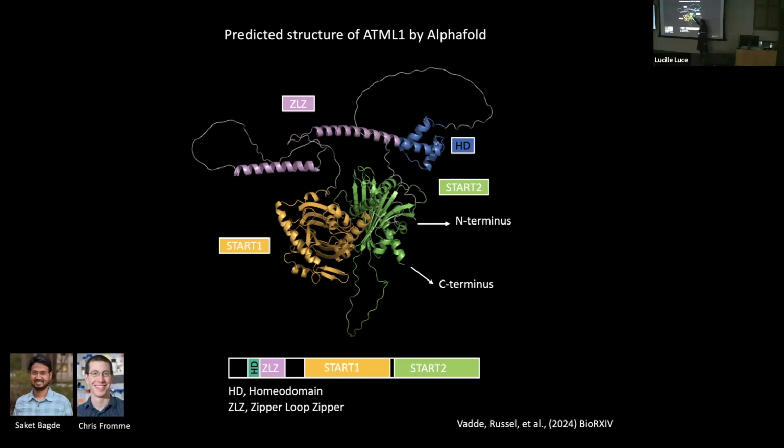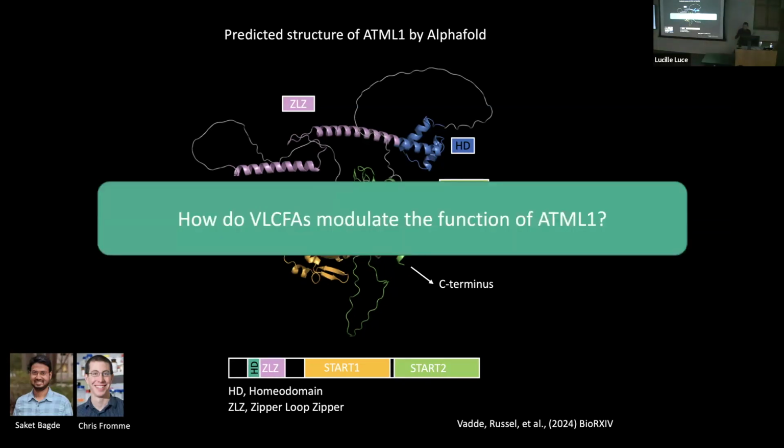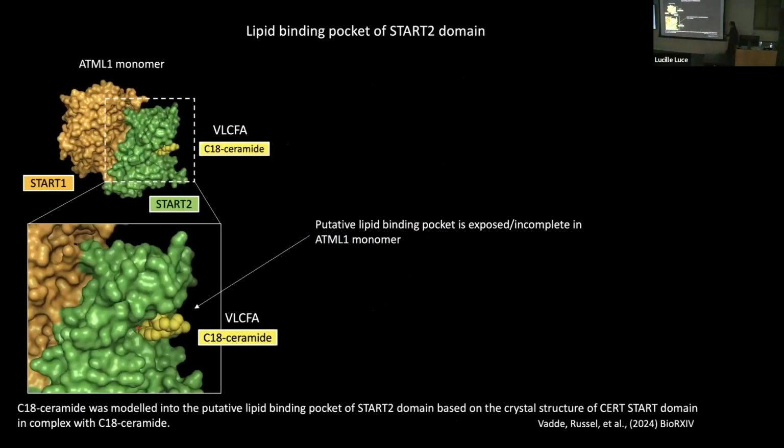They form this didomain structure. And part of the reason people hadn't recognized this green one as START domain 2 is it has this huge loop in it that kind of folds out. Okay, so it doesn't have just one very long chain fatty acid binding domain, it's got two of them. But how are very long chain fatty acids modulating the function of ATML1? And what Saket did is he started looking at what he can model in the binding pocket. So here's START domain 2, here's a very long chain fatty acid, a C18 ceramide containing molecule that he's modeled in the pocket, and you can see it's kind of sticking out.